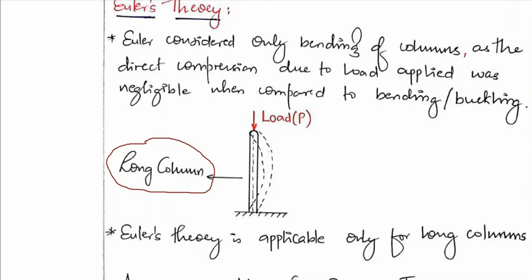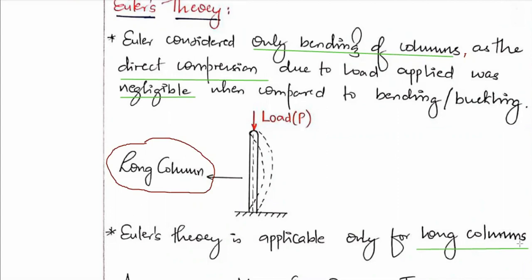Euler has considered only the bending of columns. He has not considered the direct compressive stress. Direct compression is negligible according to him, and that is the reason Euler's theory is only applicable for long columns.